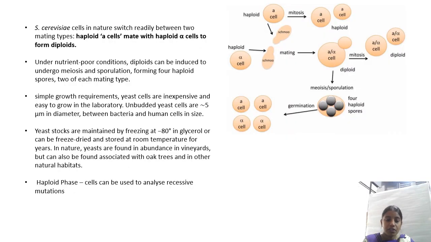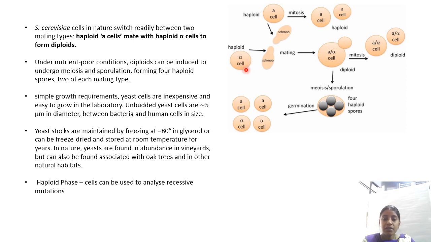So here in this image, you can see the haploid phase life cycle of Saccharomyces as well as the diploid phase life cycle. This diploid life cycle is shorter, and the diploid cells, which I'm pointing to, under poor nutrient conditions undergo meiosis, which is the sporulation stage, which forms the 4 haploid spores. On germination, the haploid cells are formed, okay? So remember, there exist 2 mating types of Saccharomyces cerevisiae cells. One is the A cell and the other one is the alpha cell, okay?